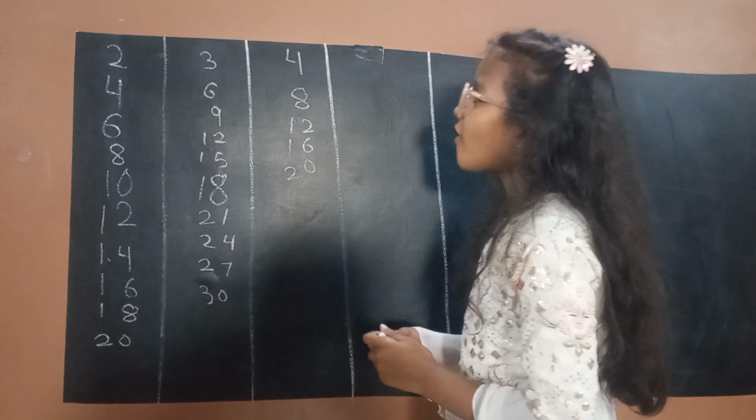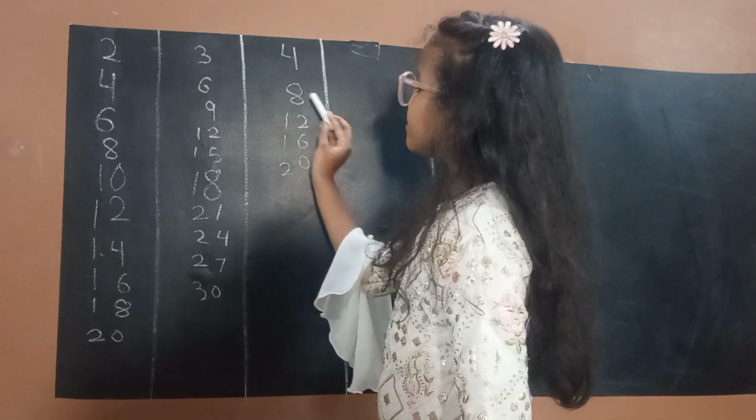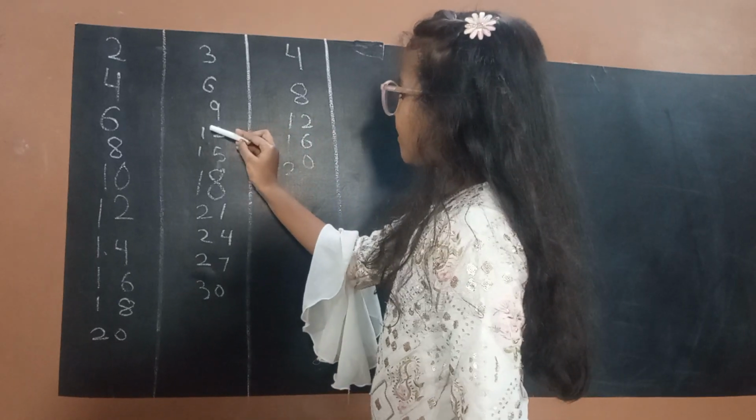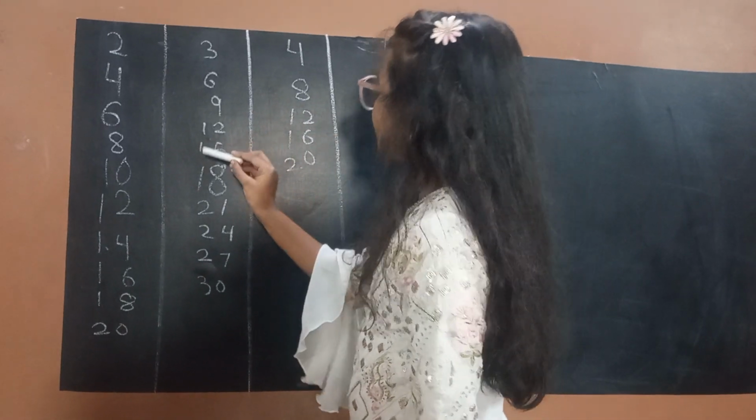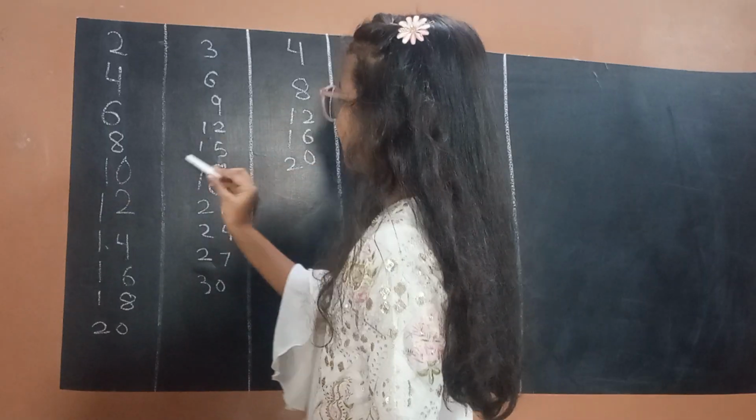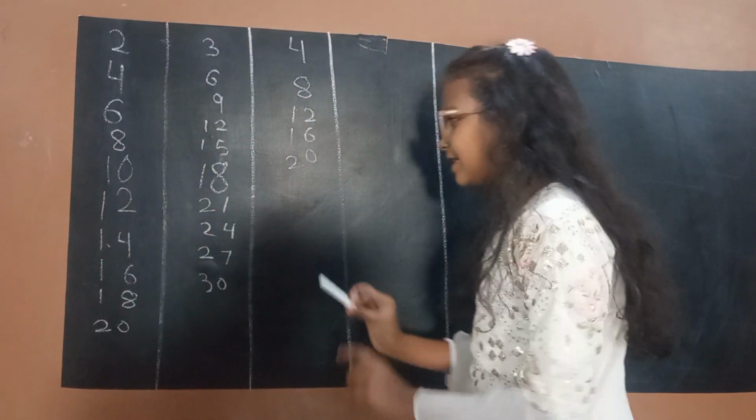Let's repeat. 4 1s are 4. 4 2s are 8. 4 3s are 12. 4 4s are 16. 4 5s are 20.